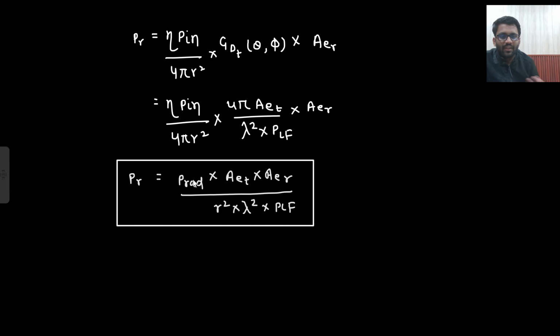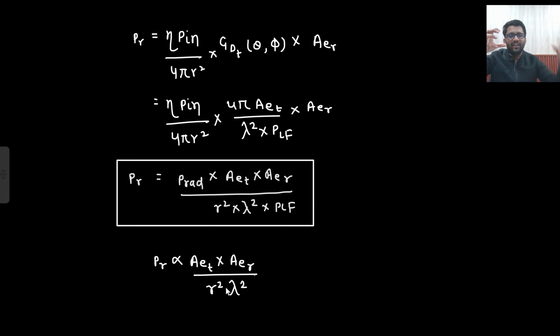P radiated will depend on the efficiency. Polarization loss factor will depend on the polarization. So what do you see? That your received power is proportional to the effective aperture area of the transmitter into effective aperture area of the receiver divided by lambda square r square as well, because this distance can also be changed. Like this is my transmitting antenna, this is my receiving antenna, and if I keep them apart then the distance will be increased.